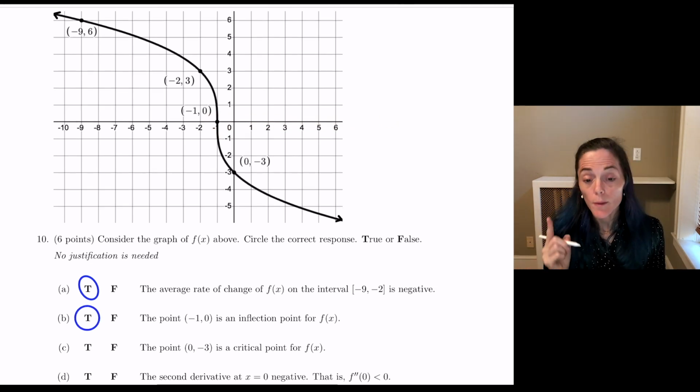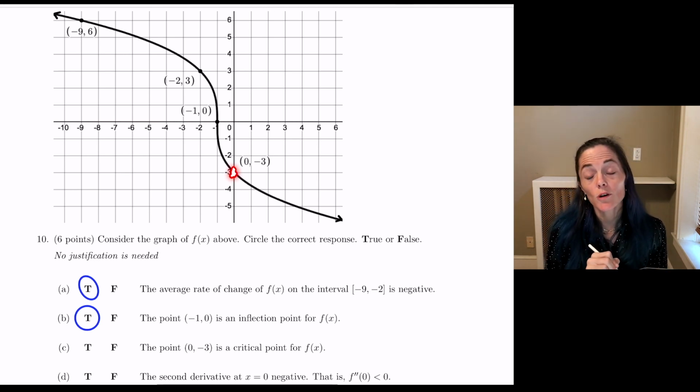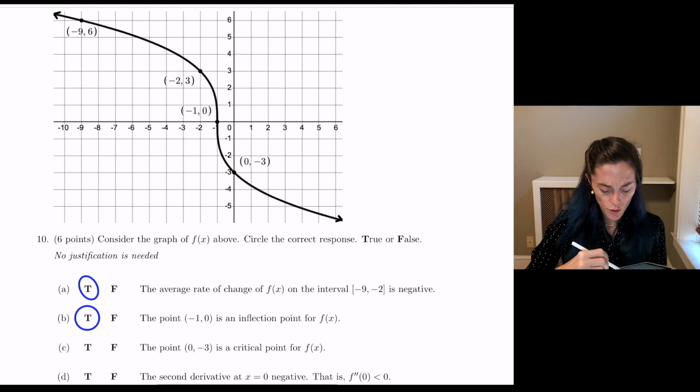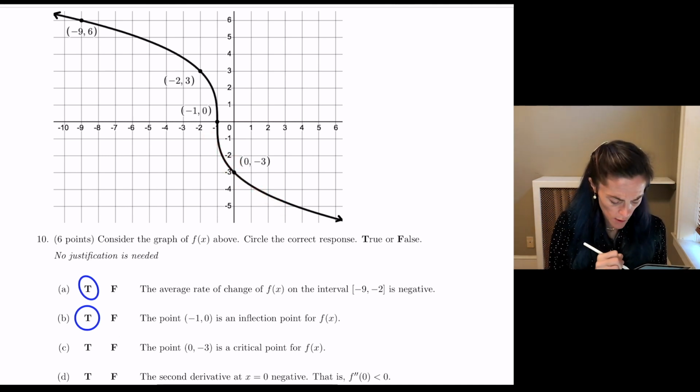Letter C, the point 0, -3, which is here, is a critical point for the function. This is not true. You can see, kind of draw a tangent line, we can see the instantaneous rate of change at x equals 0 is negative. So this is not a critical point.